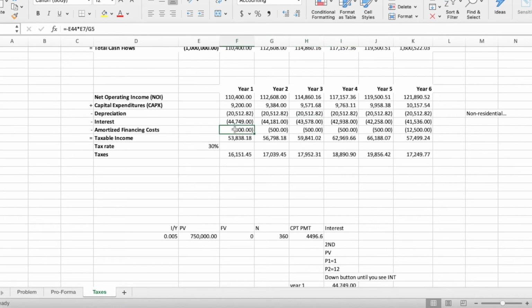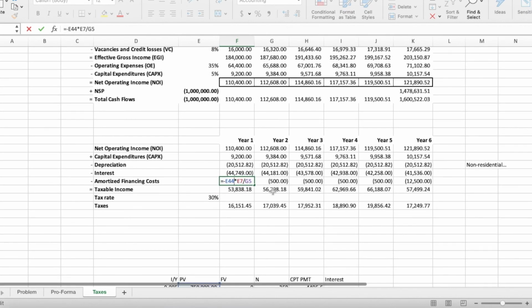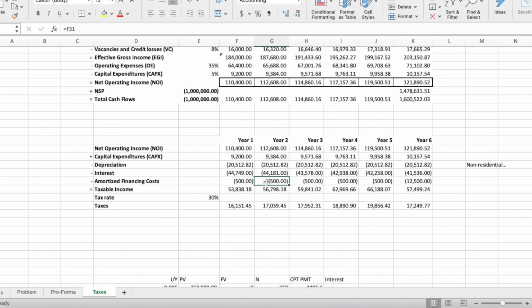All right, we are almost done. What we need to do now is minus the amortized financing costs. To do so, you need to take the full mortgage loan amount and multiply it by the upfront financing fees. So in this case, you would do 750,000 times 2%. Then, you need to take that amount and divide it by the remaining number of years left on the mortgage. In this case, 30. The answer is 500 and will be the same throughout the next 5 years.